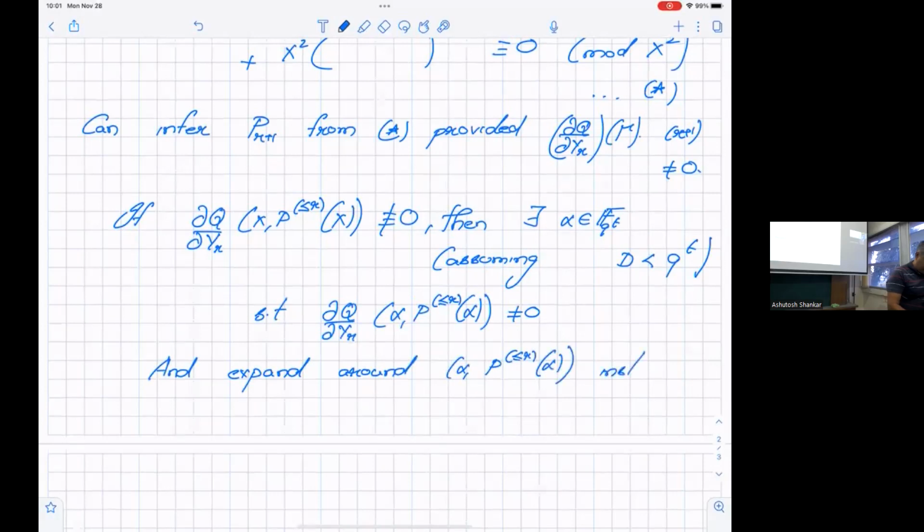So when you expand around alpha, you have to take mod x minus alpha also. You will be taking mod x minus alpha.